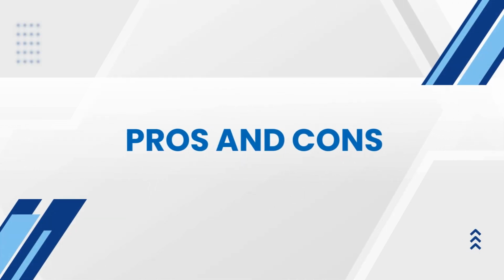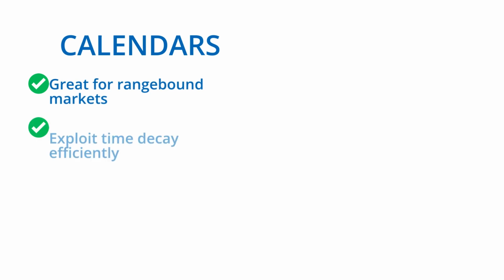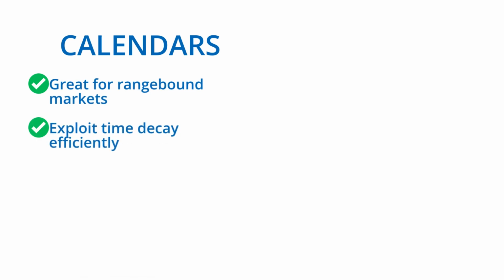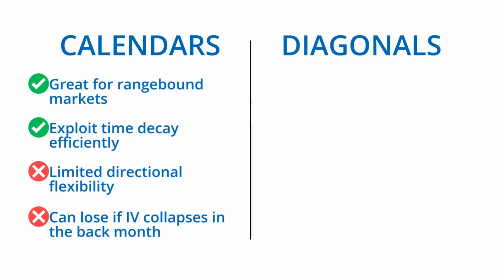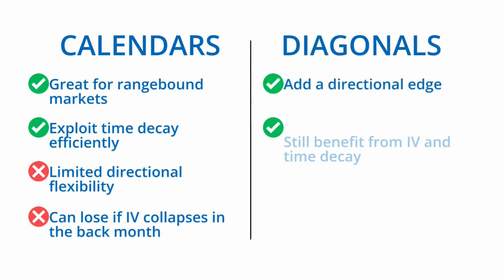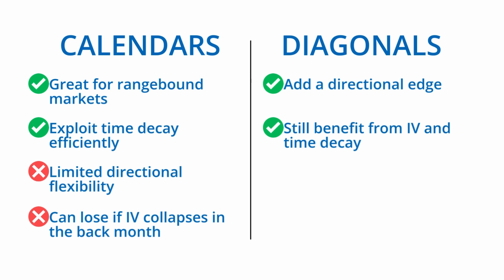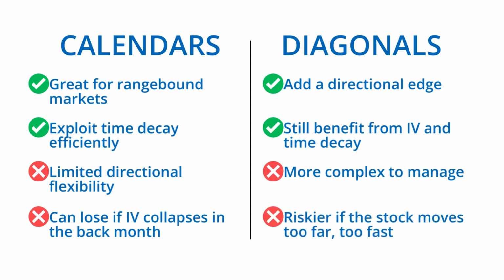Pros and cons. Let's break down the trade-offs. Calendars. Great for range-bound markets. Exploit time decay efficiently. Limited directional flexibility. Can lose if IV collapses in the back month. Diagonals. Add a directional edge. Still benefit from IV and time decay. More complex to manage. Riskier if the stock moves too far too fast. So your choice depends on whether you want a pure time and IV play or a time and IV play with directional bias.